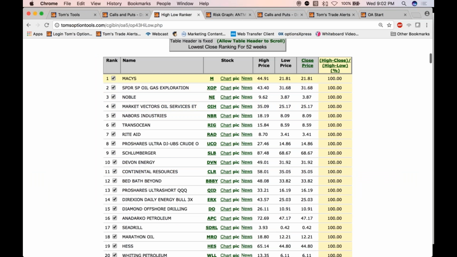Here you go. Macy's at a new low. S&P gas and oil exploration, a new low. Noble, that's oil, new low. Market Vectors oil, new low. Nabors, energy, low. Transocean, low. Rite Aid, pharmacy, low. Crude, low. Schlumberger, low. I mean, look at this, guys. This is just a glut of oil, no pun intended. You've got a couple of retailers on here too. You've got Macy's, you've got Rite Aid, Bed Bath and Beyond.